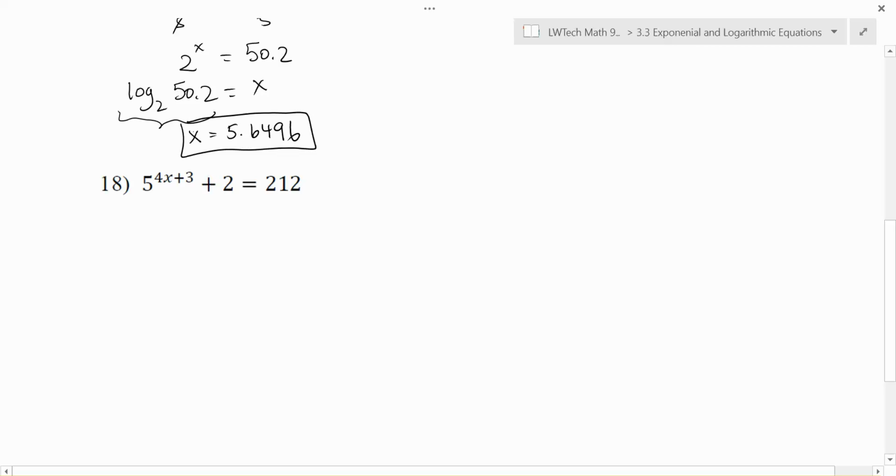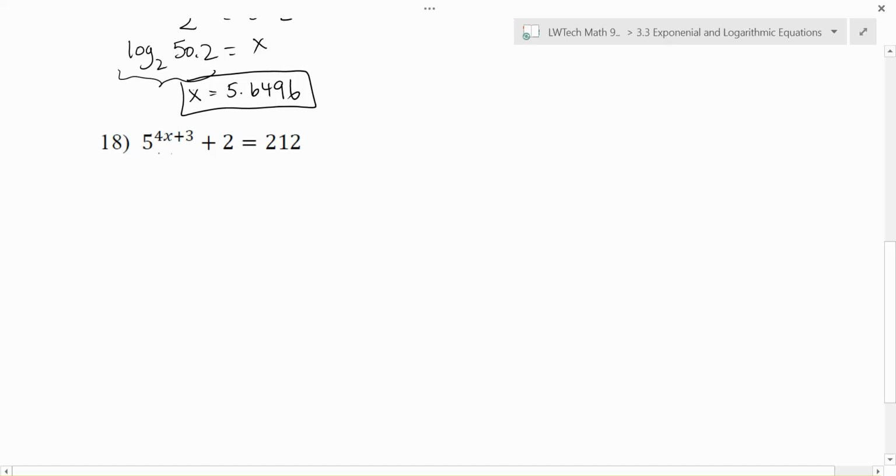All right, one last example here. Again, here I have 5 being taken to the 4x plus 3 power. Then adding 2, notice that this plus 2 here is not in the power, and this whole thing is equal to 212. I'd like to solve for x. x is located in the exponent, and so I'm going to need to use logarithms in order to bring it down out of the exponent and to the main level. However, I can't switch it to logarithmic form yet because there's this plus 2 in the way that's outside of my base and exponent. So I'm going to start by subtracting 2 from each side.